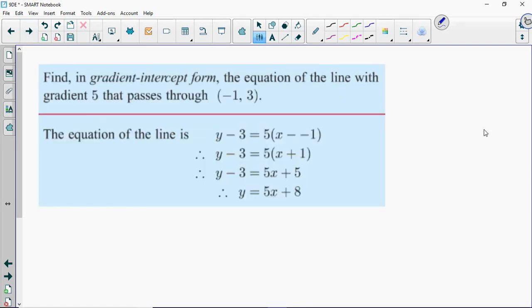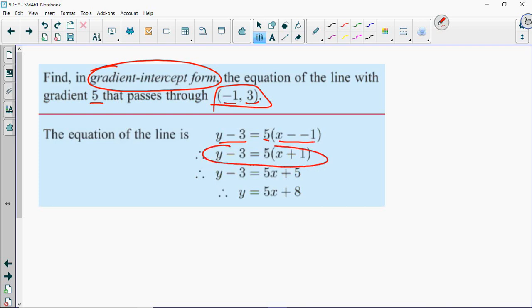Okay, so in this example, we're asked to find our answer in gradient-intercept form. We're told the gradient is 5 and it passes through the point (-1, 3). So the first step the book uses is point slope form. We're doing y minus this y coordinate, so that's y minus 3, equals the slope times x minus that x coordinate, so x minus -1. Minus a negative is a positive. We get this. To me, that's a perfect answer. That's the equation of the line in point slope form.